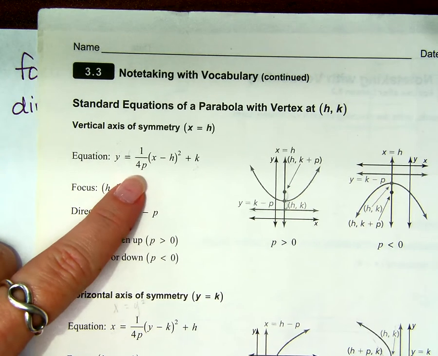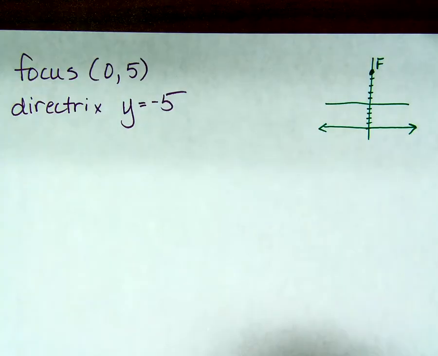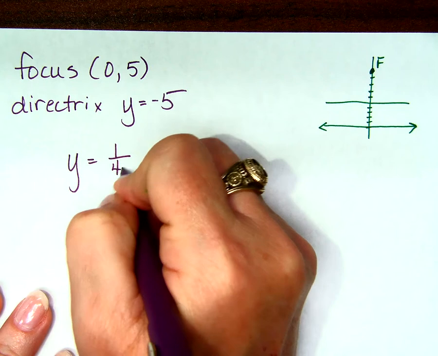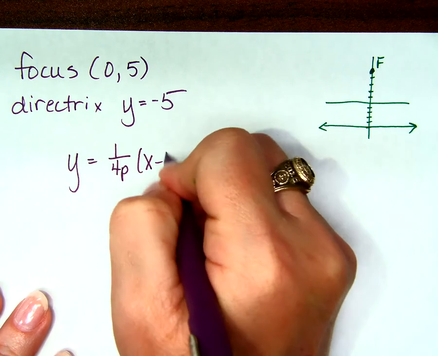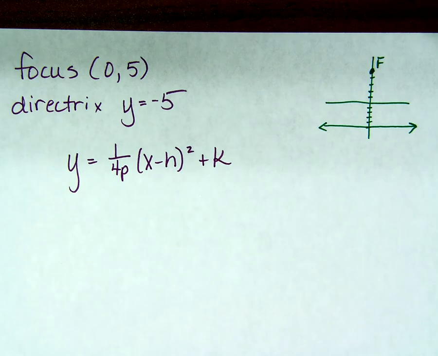because I have a vertical axis of symmetry, so I have a vertical parabola. You okay with that? So I'm going to recopy that formula into our notes right here. y equals 1 over 4p times (x minus h) squared plus k. So in order to be able to write this equation, there's 3 things I need. Can you tell me what they are?